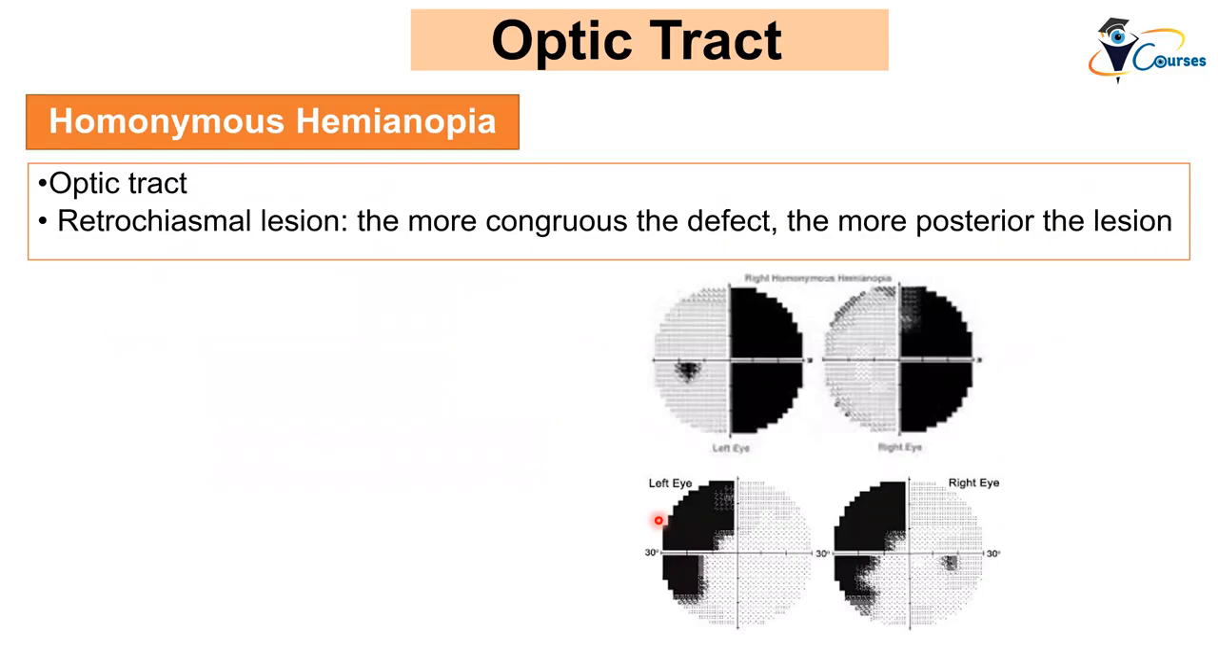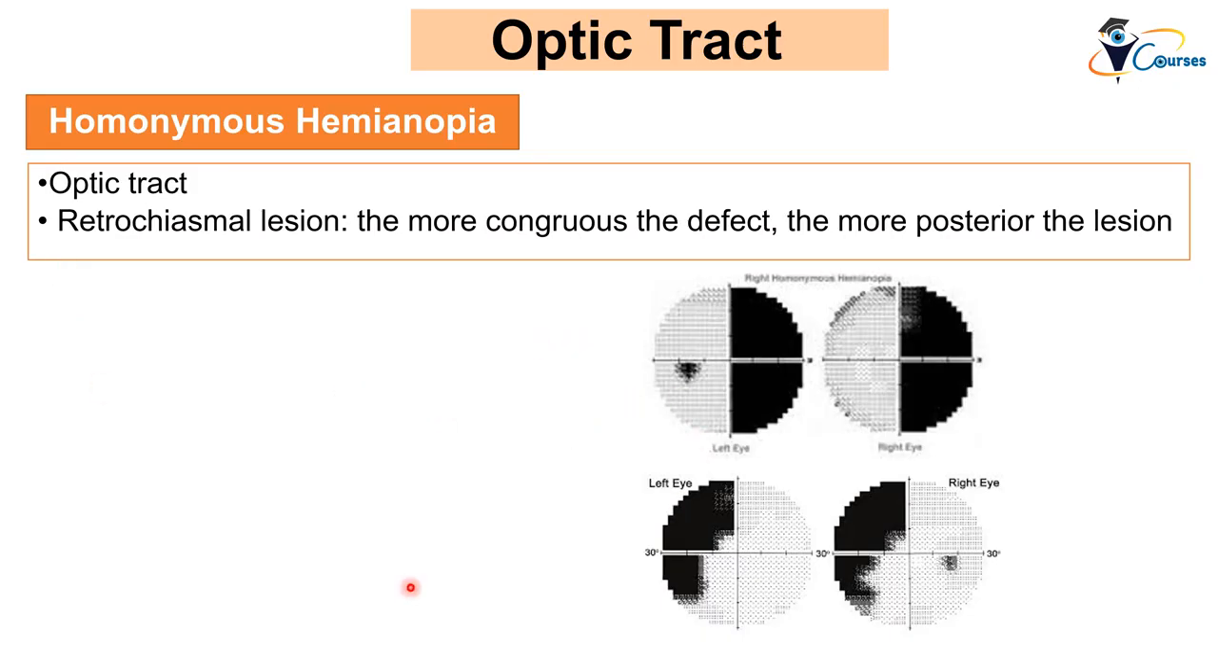After that, the optic tract. So if a lesion involves the optic tract, what will it cause? The optic tract, as we agreed, carries the ipsilateral temporal fibers and the contralateral nasal fibers. So if there is a lesion involving the right optic tract, it will involve the right temporal fibers and the decussating left nasal fibers.